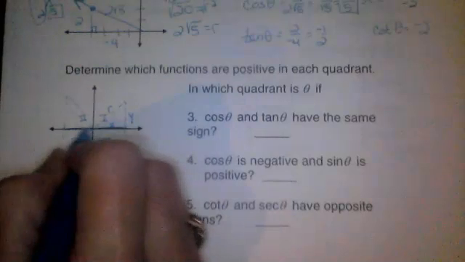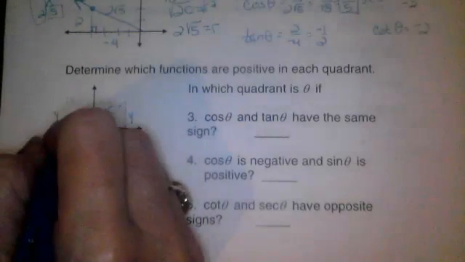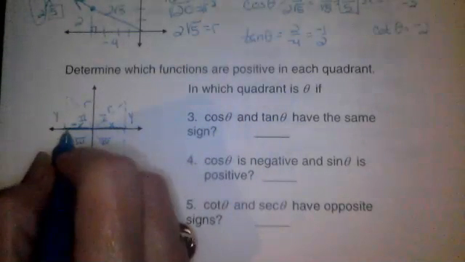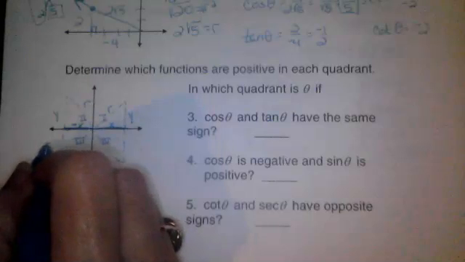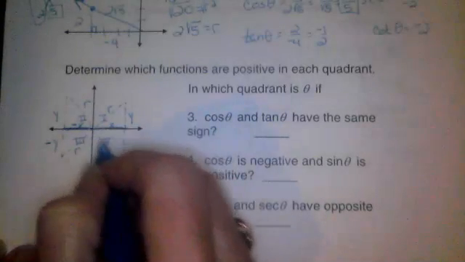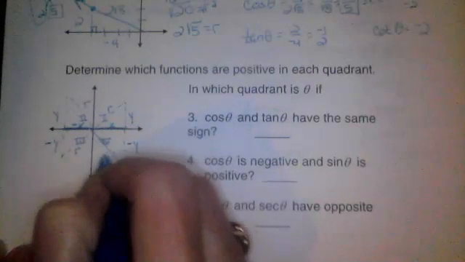In this triangle over here, this value would be a negative x value, positive y, positive r. In this triangle down here, I would have negative x, negative y, and positive r. And in this triangle, I've got positive x, negative y, and positive r.